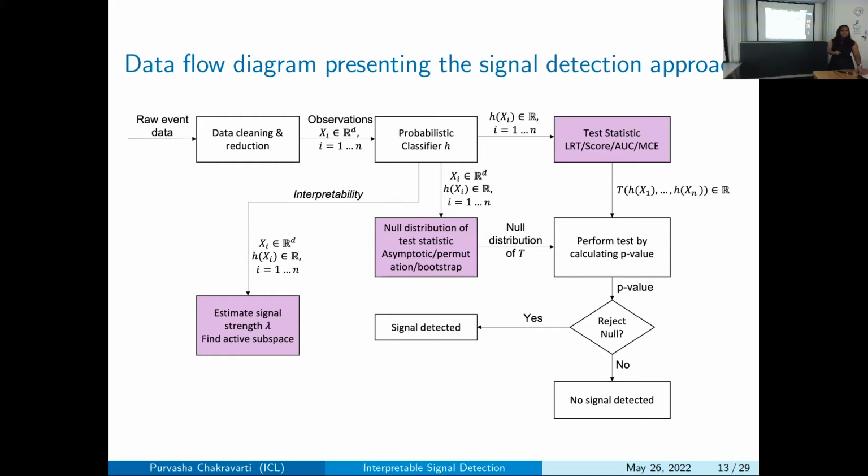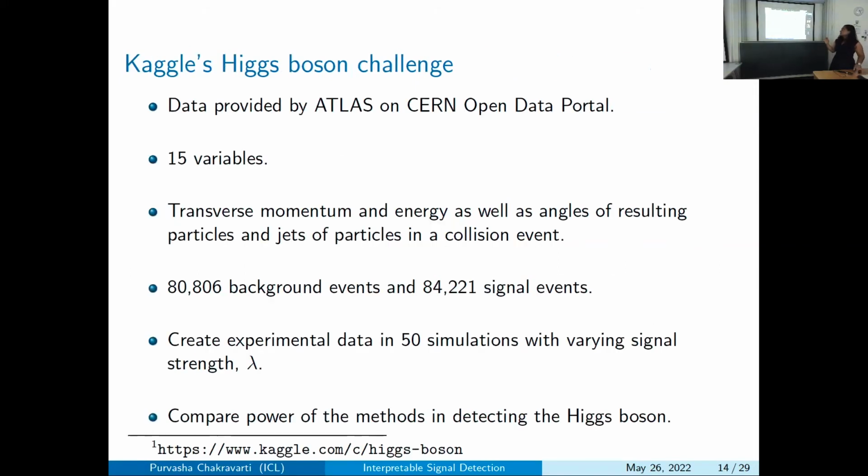Okay. So I was just going to show the experiments now. This is a data set that was provided by the Atlas detector, and it's available on the CERN open data portal. This is the Higgs boson challenge. The idea there is that the background model is without the Higgs boson, and the signal model is where you're looking for the Higgs boson.